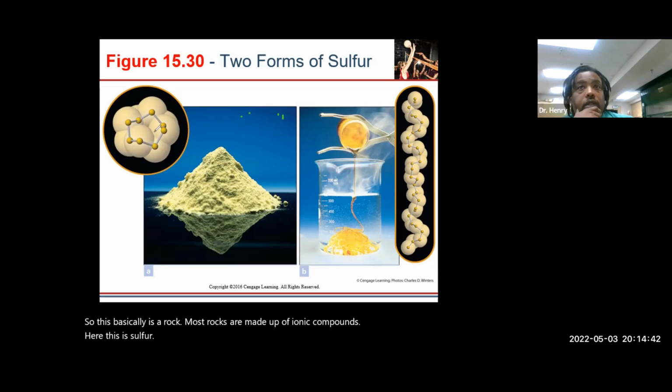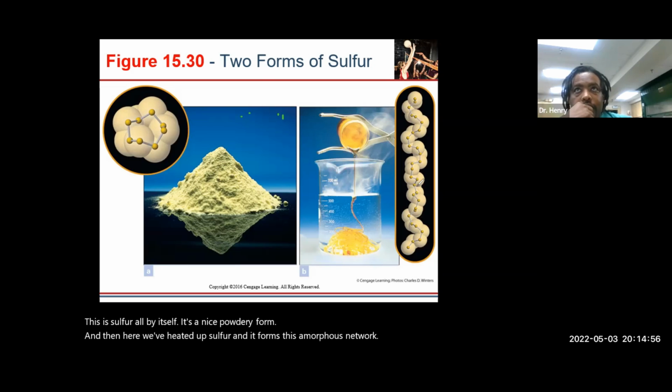So this is sulfur all by itself. It's a nice powdery form. And then here, we've heated up sulfur, and it actually forms this amorphous network, randomly organized.